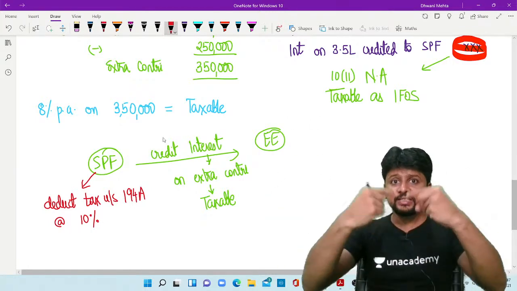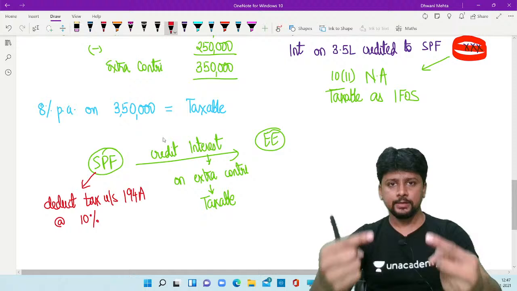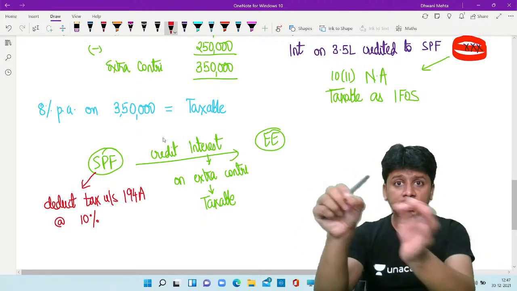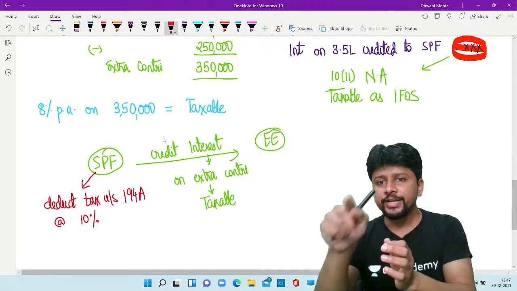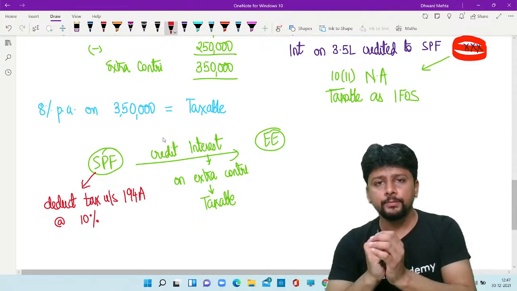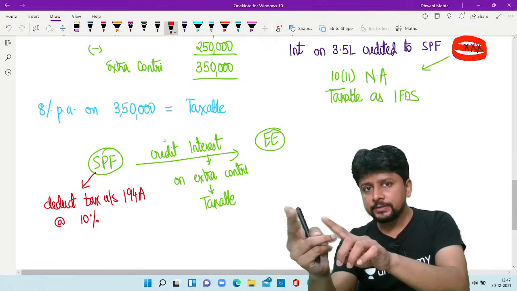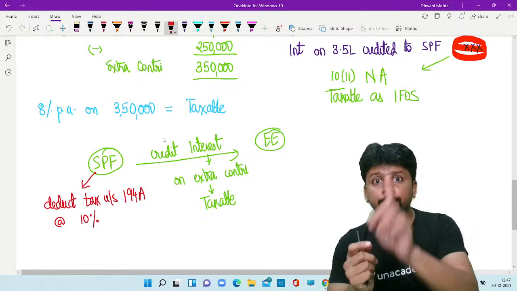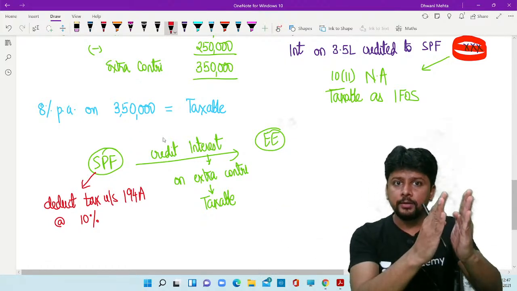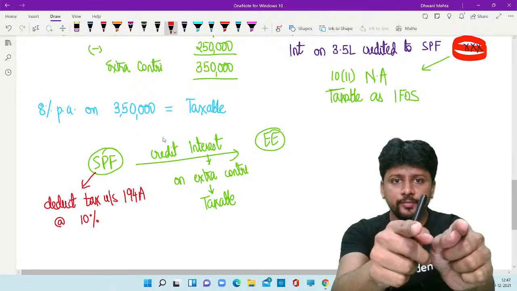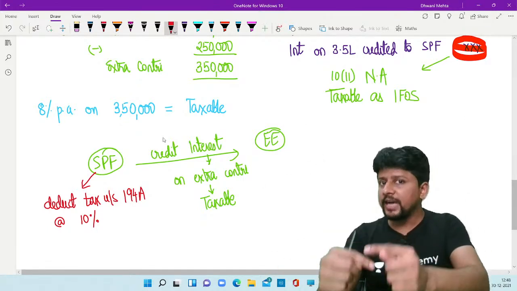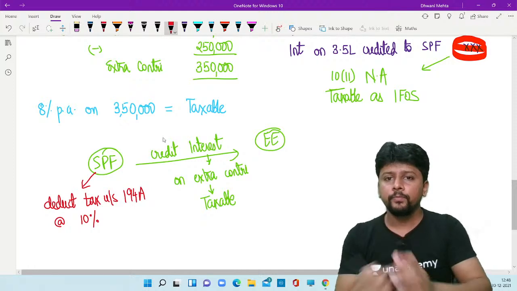That means in the next year, you will again have a contribution for the next year. Check whether it is above 2,50,000, and on that excess, next year's interest will become taxable. But even the year 1 contribution of 3,50,000 from my example is still in the fund on a cumulative basis. Even that will generate interest income.